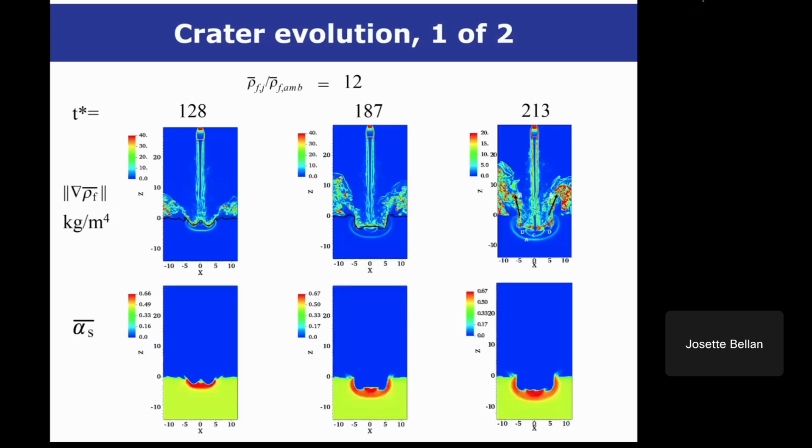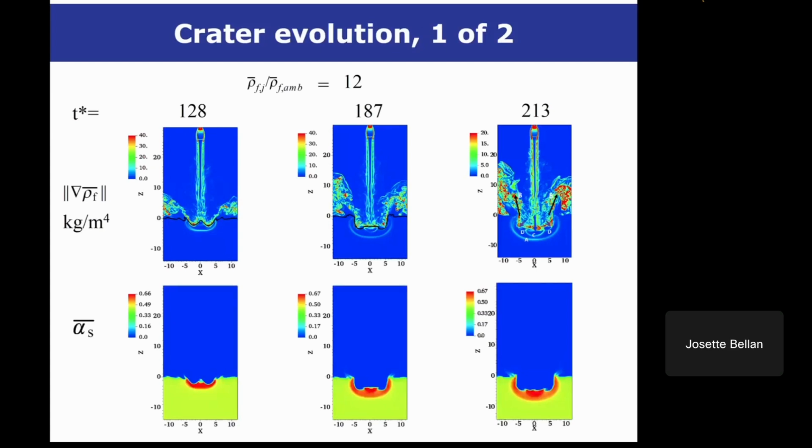Okay, so what's the crater evolution? We're looking here at the case where the ratio of the densities is 12. And we're looking at three different times. The top figures are for the density gradient magnitude in grams per meter to the fourth. The bottom is for the volume fraction of the solids.